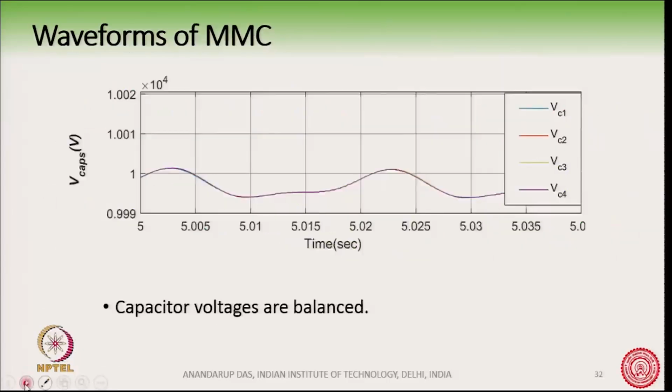sinusoidal. And the capacitor voltages, in these 4 cells, are pretty balanced. This is the 10 kilovolt. There are 4 capacitor voltages here. Probably you are not able to see the 4 distinct capacitor voltages here, Vc 1, 2, 3, 4, but they are pretty balanced. There is a fluctuation on the capacitor voltage, but they are pretty much balanced.